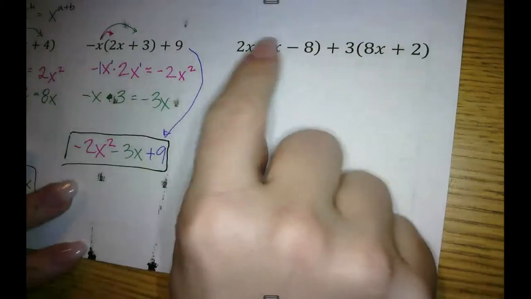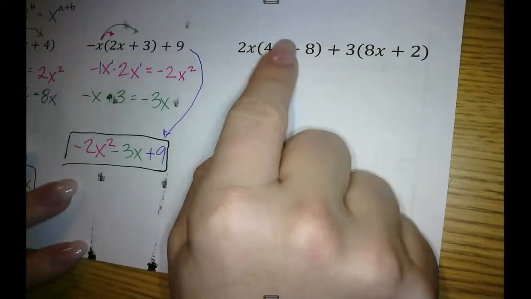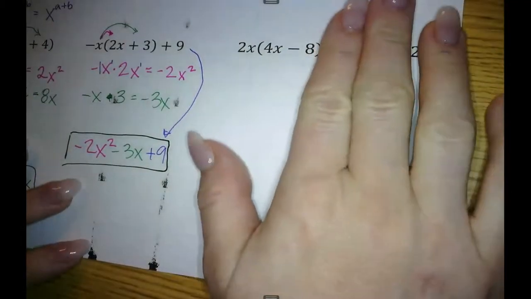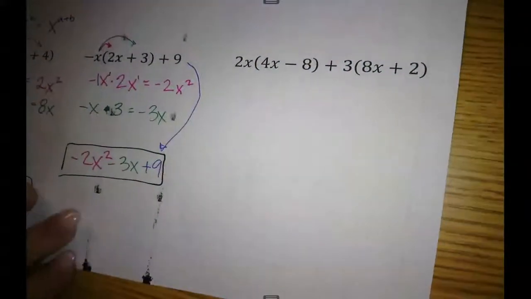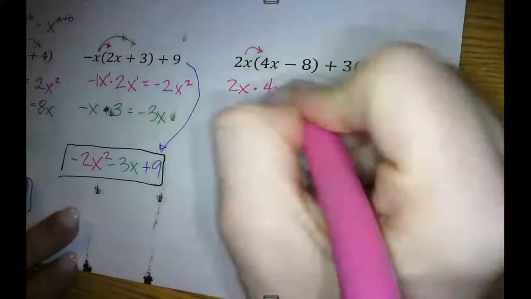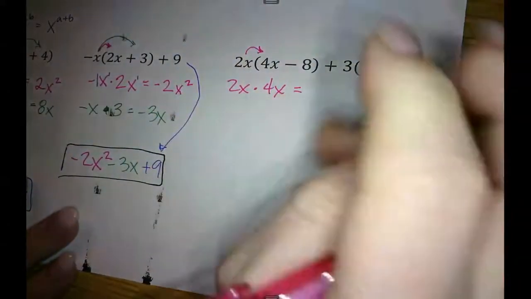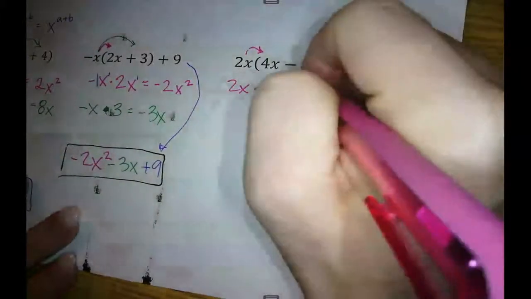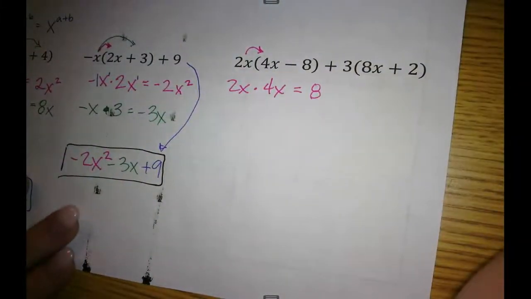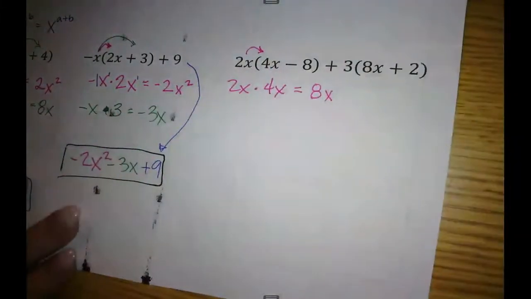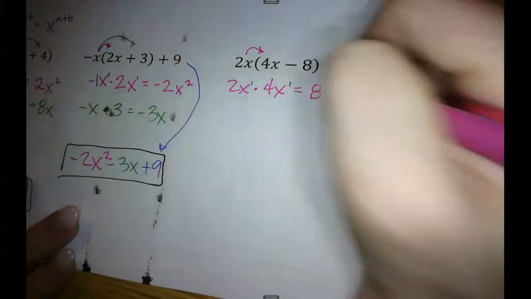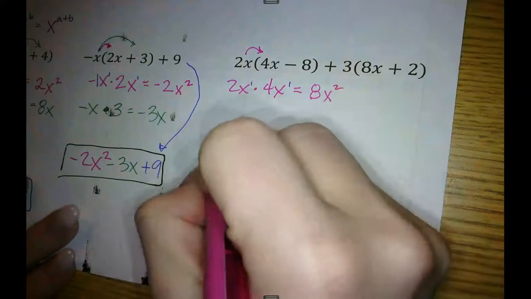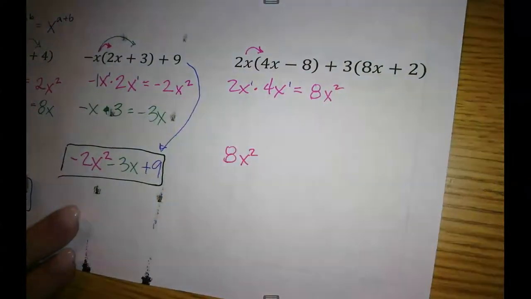All right, one more, a little bit more complicated. Now I've got to distribute my outside here, and then I have to do it again here. So we've got 2x times 4x. Multiply those two terms: 2 times 4 is 8. Again, I've got an x, add my exponents, so that is 2. So we've got 8x squared.